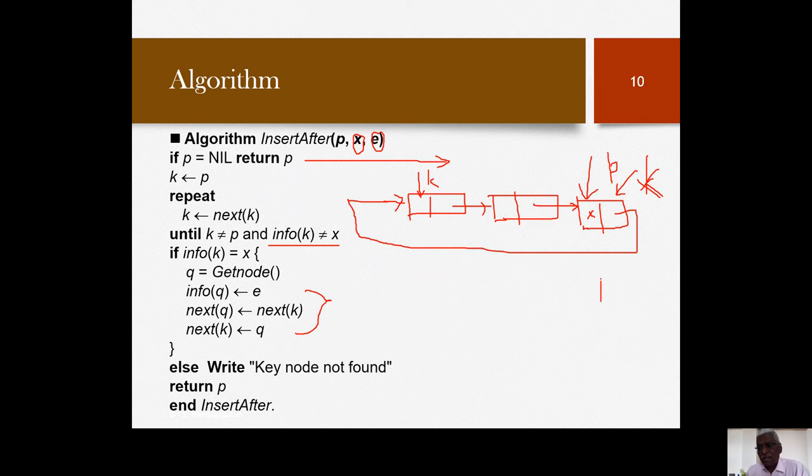For example, assume that x is this, and assume that I want to add this new one, which is my q. So this is my e, that's a new element. Next of q equal to next of k. This k has come and is pointing to my key node, so q is pointing to here because next of q equals next of k, which is nothing but this. Next, next of k will point to q. So this is no longer pointing to this, but it will point to this.